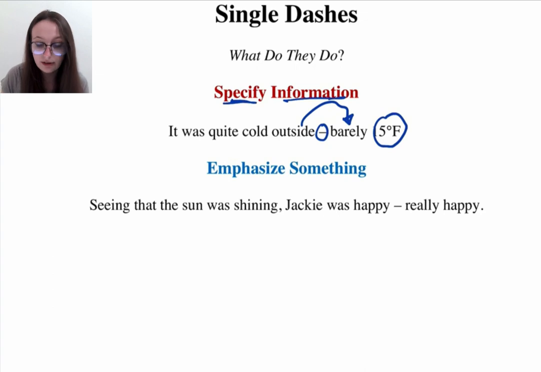We also use a single dash as an opportunity to emphasize something. Seeing that the sun was shining, Jackie was happy, and then we use the dash to say, really happy. So adding some extra emphasis into the claim that we're already making is another function of a single dash.